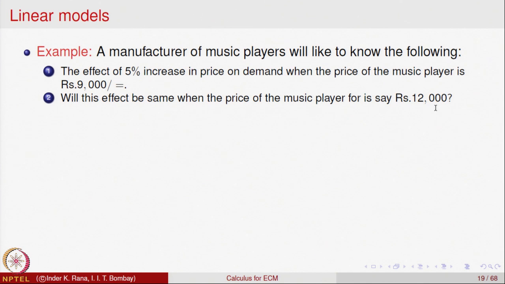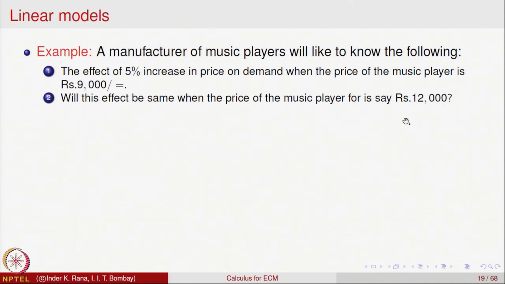say is 12,000? See, so what he is interested in is when the music player is selling for 9,000 and there is an increase of 5%, whether the demand will go up or go down. That is one question. And the second is when the music player is selling for 12,000, at that price if he increases the price by 5%, what will be the effect of this on the demand of the music player in the market?